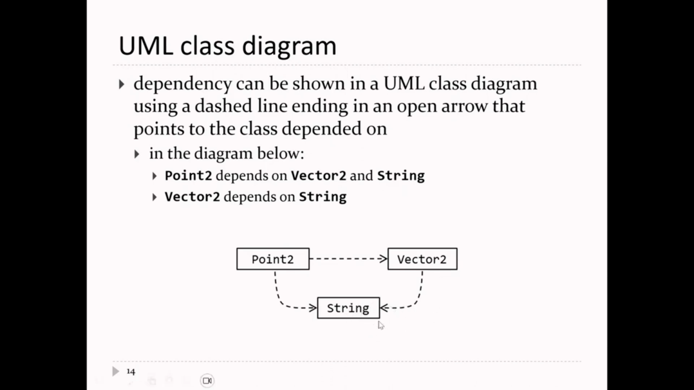Vector2 depends on string because Vector2 has a toString method. Yeah? If there's another dependency of Vector2 that Point2 didn't depend on, would that still count as a Point2 dependence, or do you not? No. We're only interested in the direct dependencies. But that's a good question.